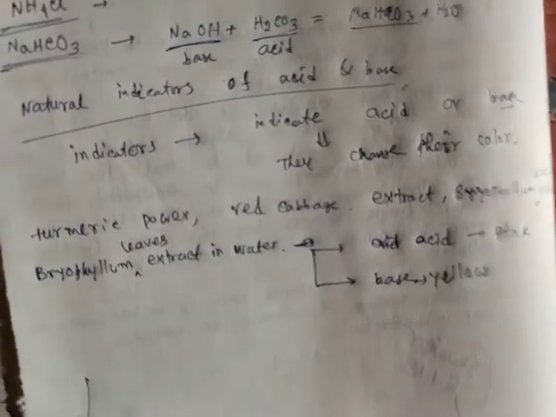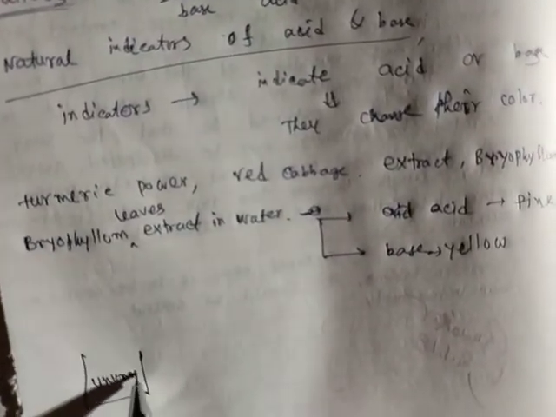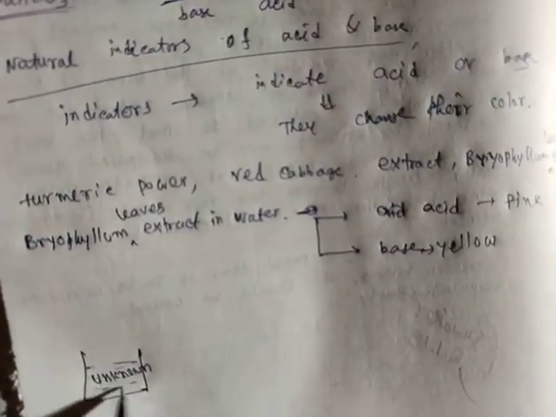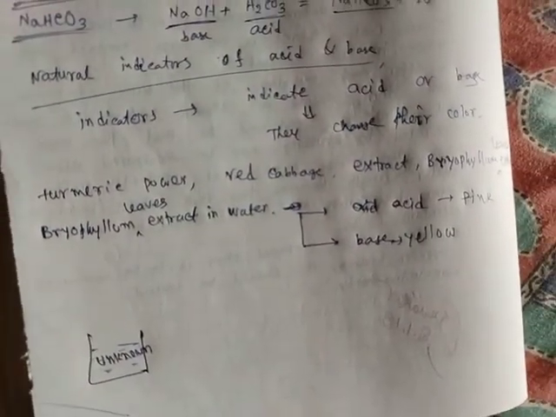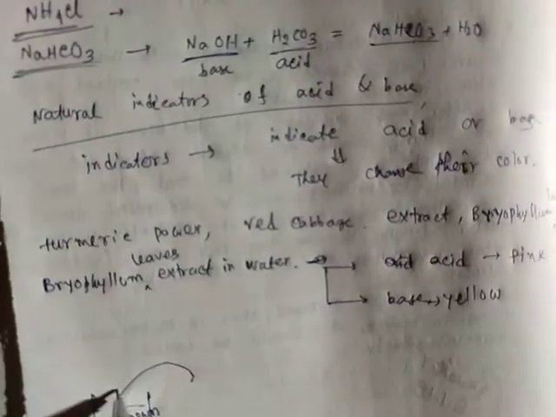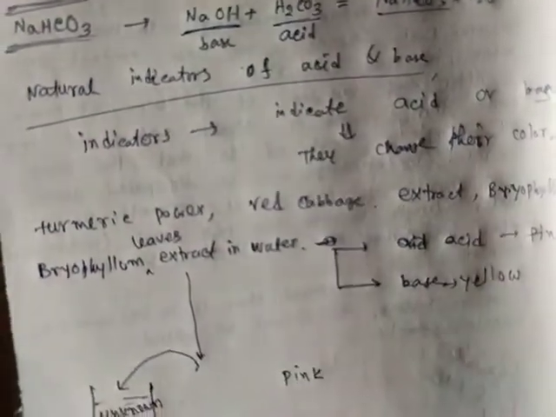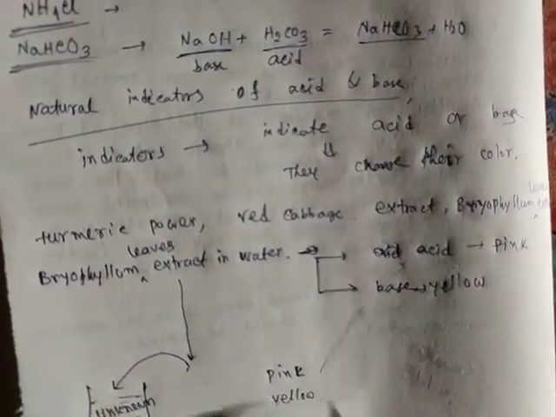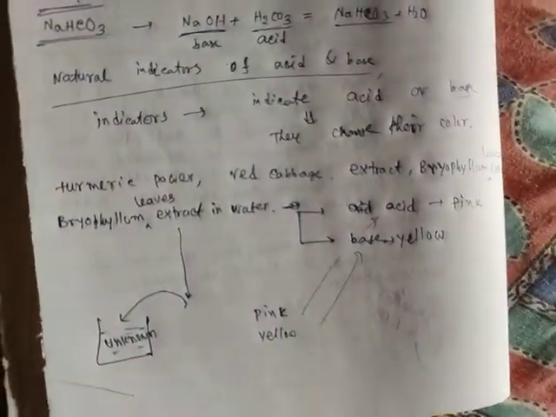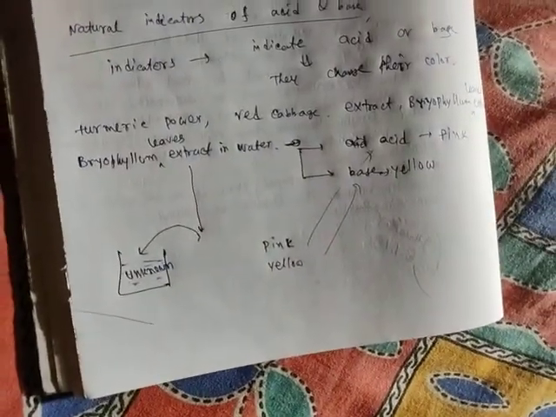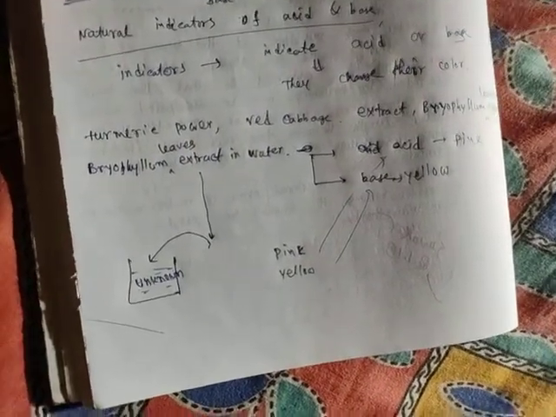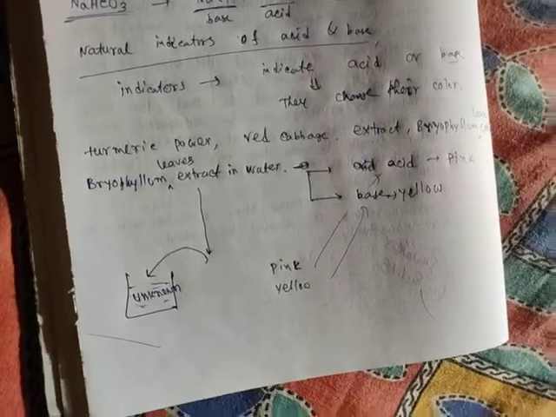Understand? Suppose you are given an unknown liquid, and you don't know what it is. It may be acid or it may be base. Then what will you do? You mix some biophyllum leaves extract in water. If it gives a pink color, then you can easily say it is acid. If it gives a yellow color, then you can easily say it is base. So with the help of indicators, we can indicate whether the given liquid is acid or base. That is the function of indicators: an indicator indicates whether it is acid or base by changing its color.